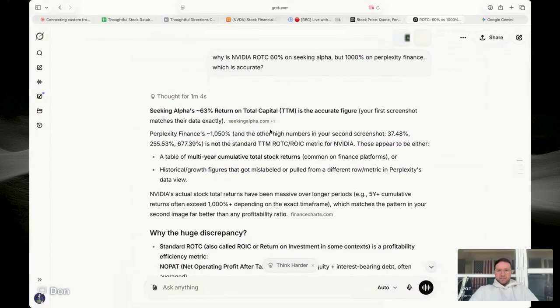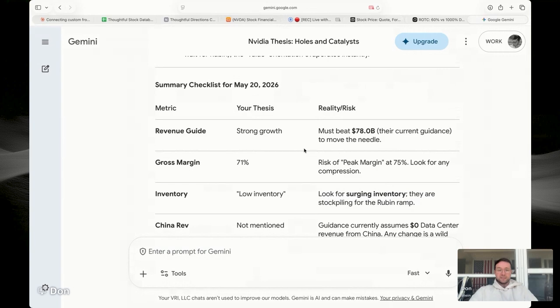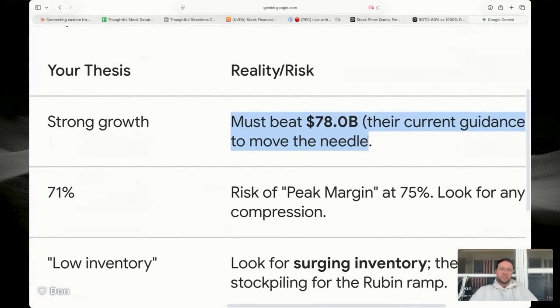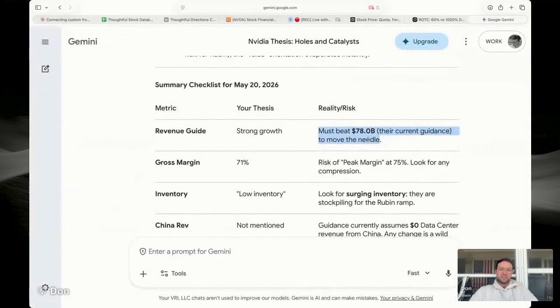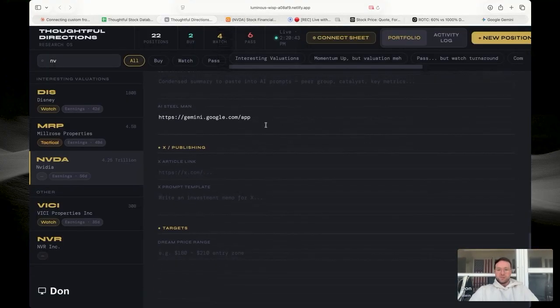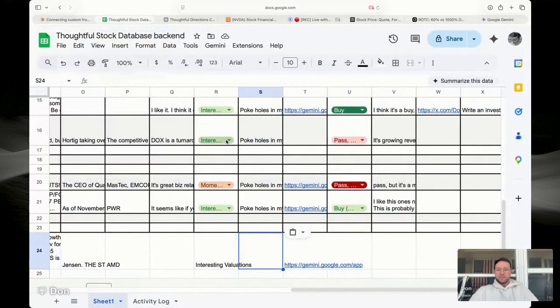And what else? Gemini pushes back on risk of peak margin, must beat 70 billion there to move the needle. Yeah, but the thing is, even when they hit great earnings, they don't really move the needle. Nvidia is such a big behemoth. Just one day people are gonna wake up and realize this was the steal of the best company in the world. So all right, now the next final step is I need to figure out a way to value it.